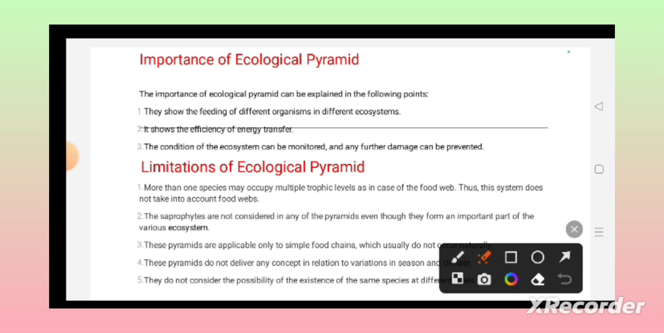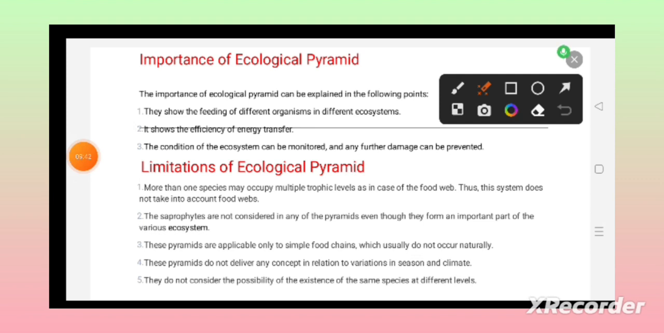And one more thing, this is the most important point: we can monitor the ecological systems, how the functioning is happening, and if any damage is happening between the different trophic levels, we can easily find it, and we can take preventive steps to make it recover. And what are the limitations of ecological pyramid?